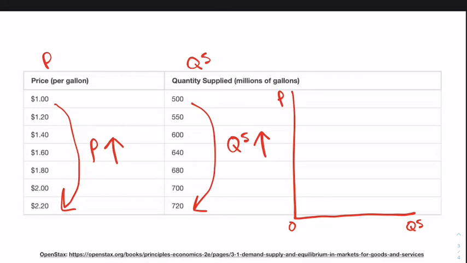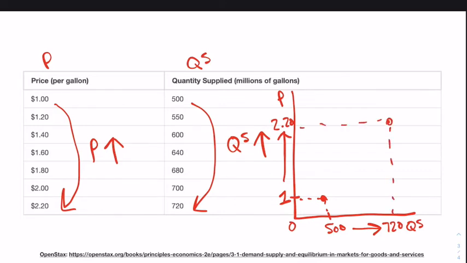So if we take our first point, price of $1, and look at quantity supplied at its lowest point of 500, and then let's take our furthest point down at $2.20, and then we see the increase in quantity supplied to 720, so we know that we're going to come away from the origin, just like we came away from the origin for price when we wanted to increase its number. So we connect these two to get our second dot, and to draw the supply line, we just connect the dots.